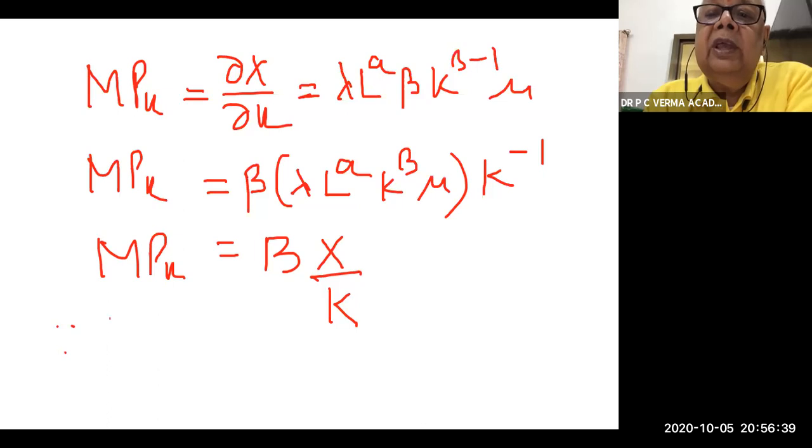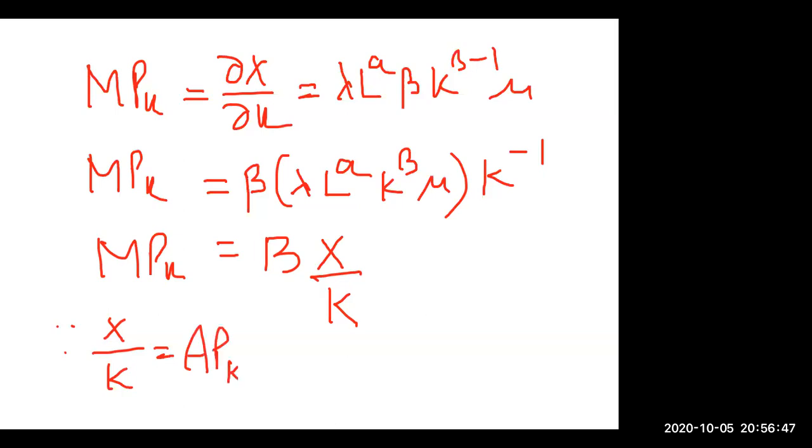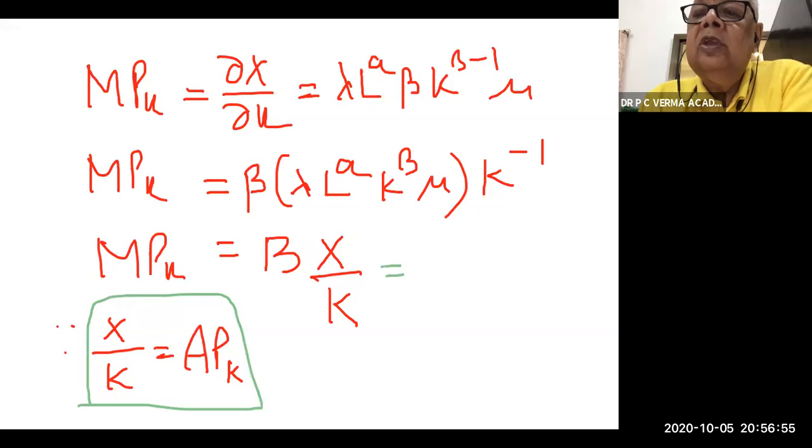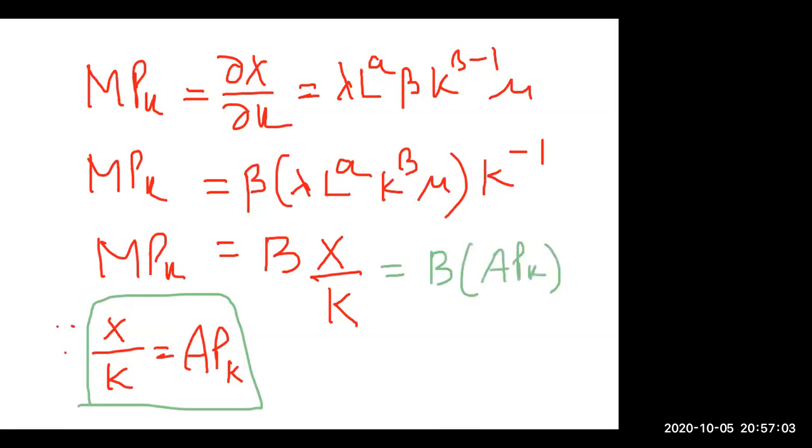As X by K is equal to APK, the average productivity of capital. Therefore, this will be equal to beta times the average productivity of capital.